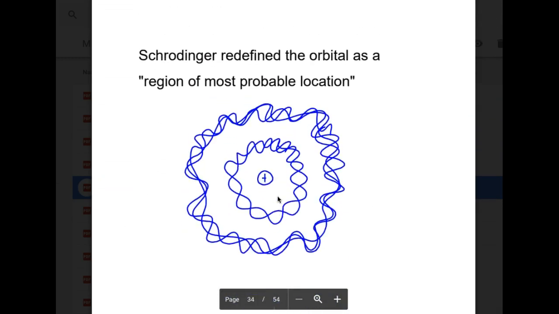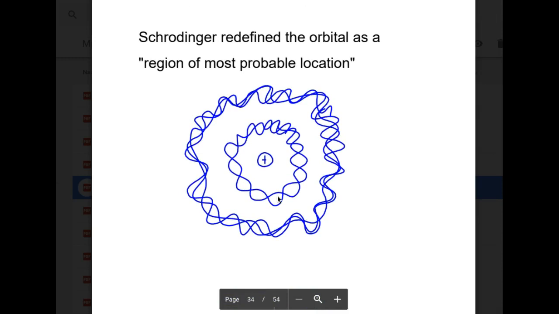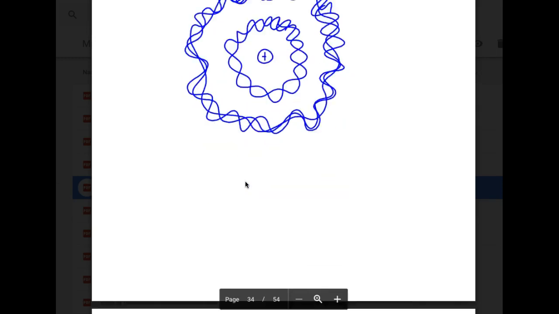Schrodinger redefined orbital as a region of most probable location, meaning that we have a high probability of finding mathematically the electron in a region. However, knowing exactly where it is, we still can't do. So that's what Schrodinger figured out.